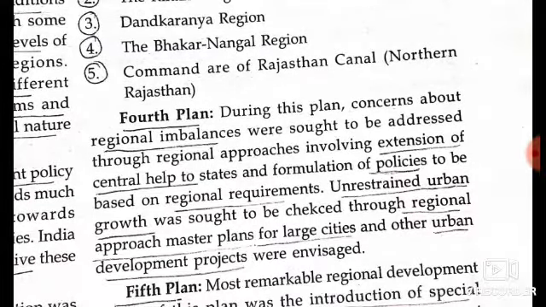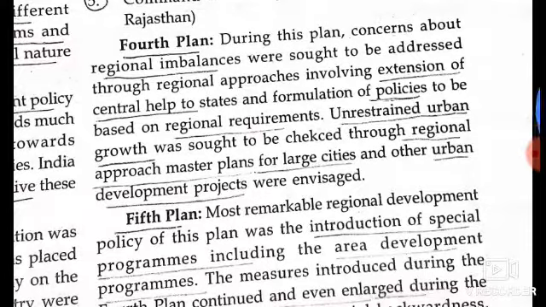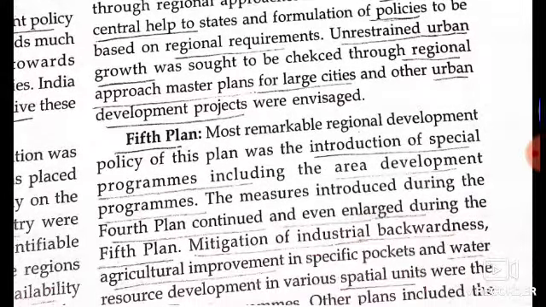Fourth plan. In this plan, concerns about regional imbalances were sought to be addressed through regional approaches involving extension of central help to states and formulation of policies based on regional requirements. Unrestrained urban growth was sought to be checked, and through regional approaches, master plans for large cities and other urban development projects were envisaged.